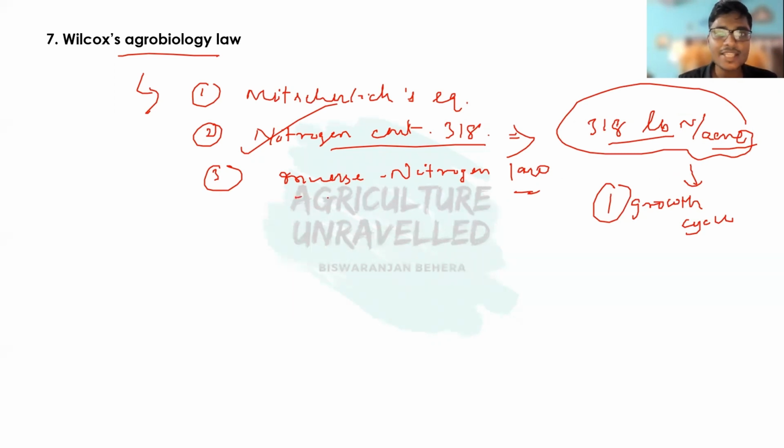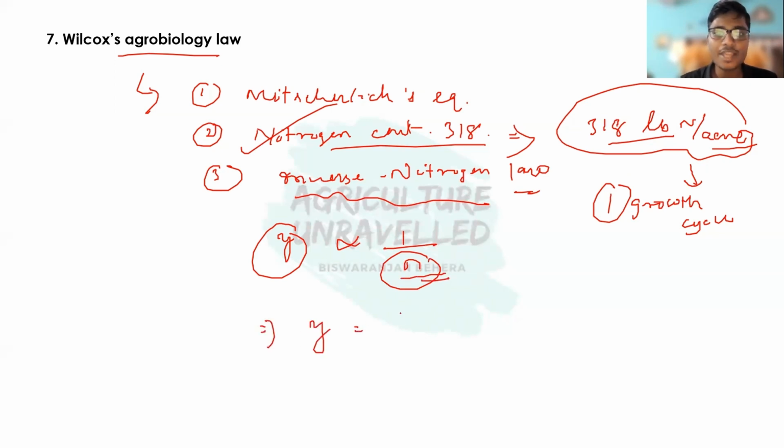Then coming to next, that is the inverse nitrogen law. It says that the yield of a crop is inversely related to the nitrogen content in the dry matter. So it can be written as Y is equal to K by N, where K is a constant. So it can be asked like the inverse nitrogen law was given by Wilcox. Okay, so it says that when the nitrogen content in the dry matter increases, the yield of that crop decreases.